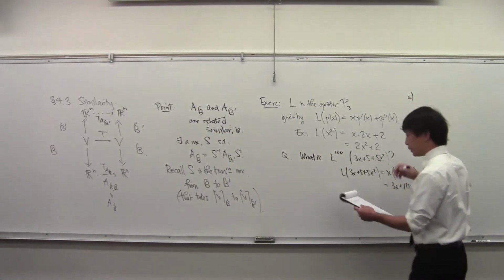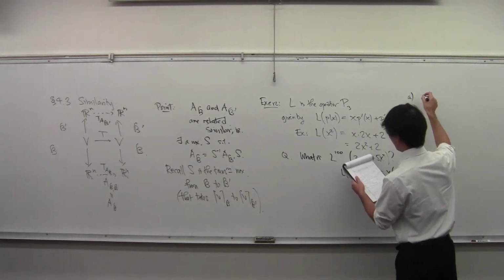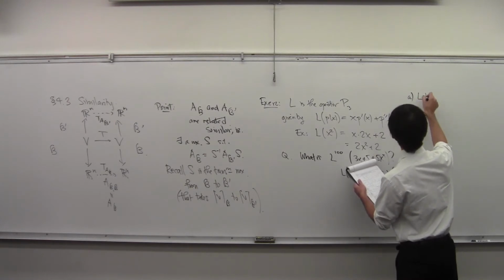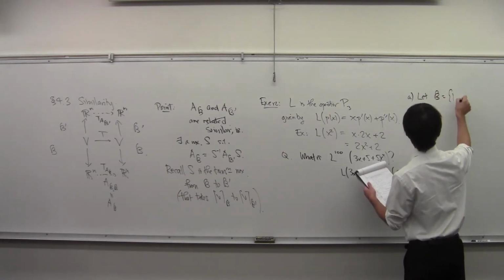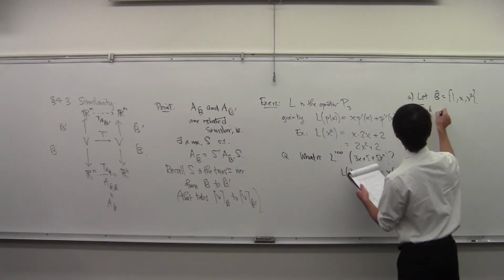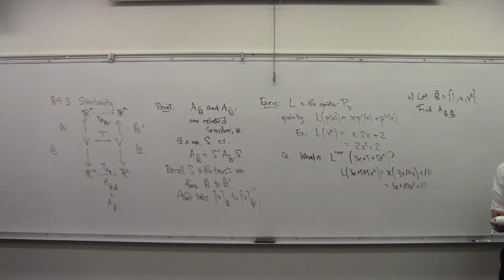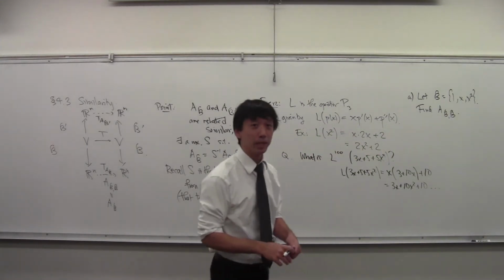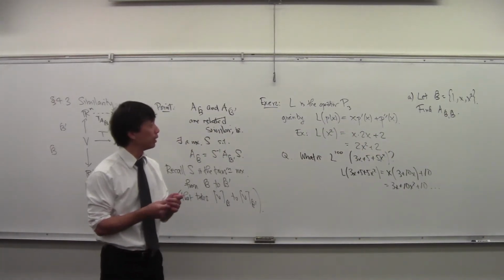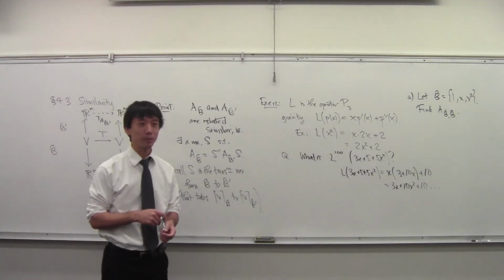So they give you sub-problems to help you think about this, and I'll let you do them as exercises. Let B be the standard polynomial basis 1, x, x squared. Find the matrix representation of L on both sides with respect to B. Take a minute or two. It should actually take you one minute if you know what you're doing. See if you can do it.